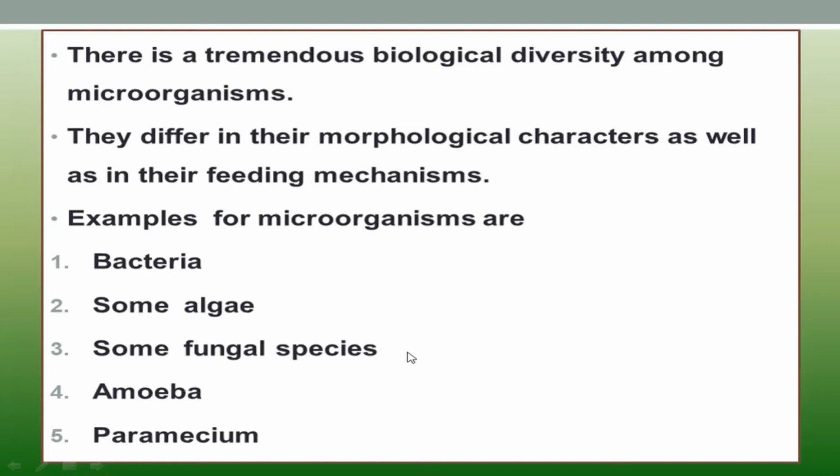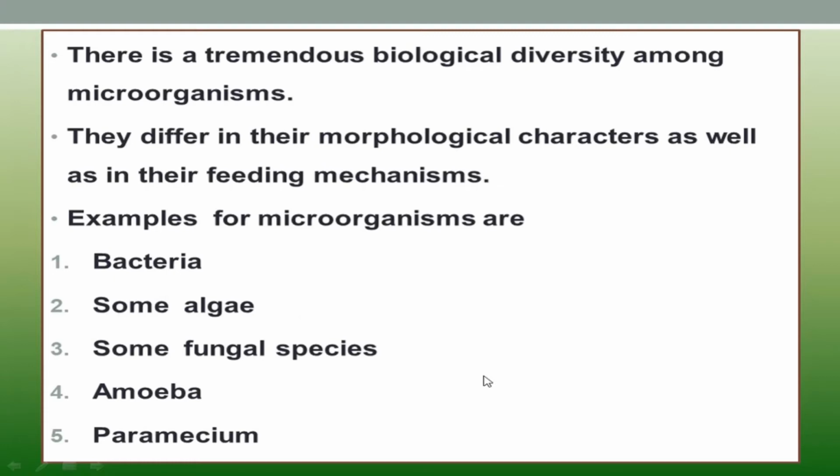Next one, paramecium. Those are the examples for the microorganism. Right now we have learned that there is a tremendous biological diversity among microorganisms, and that they differ in their morphological characters as well as in their feeding mechanism. After that we have learned about some examples of microorganisms. What are they? Bacteria, some algae, some fungal species, amoeba and paramecium are some examples of microorganisms.